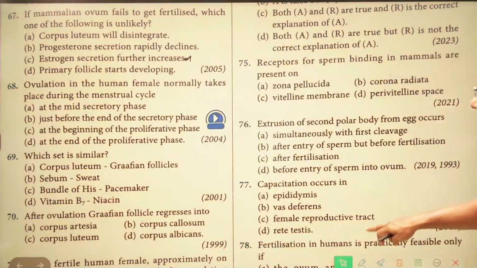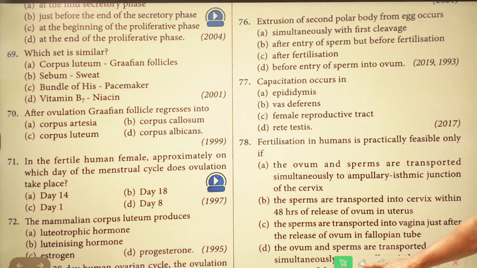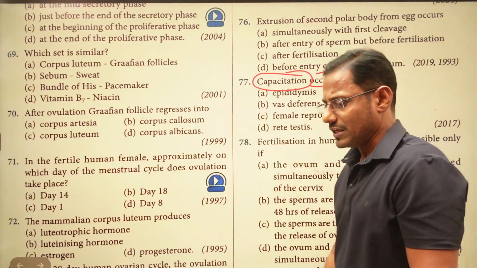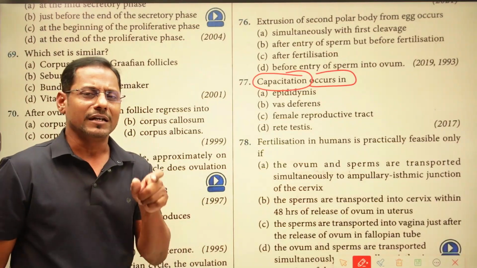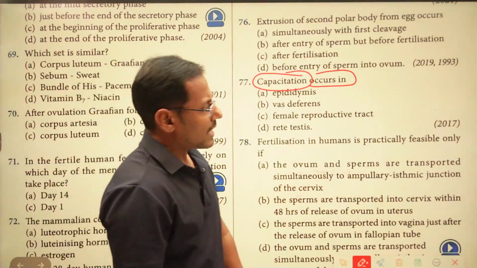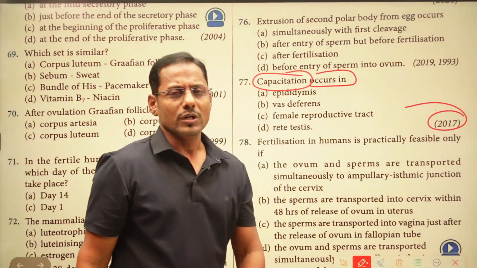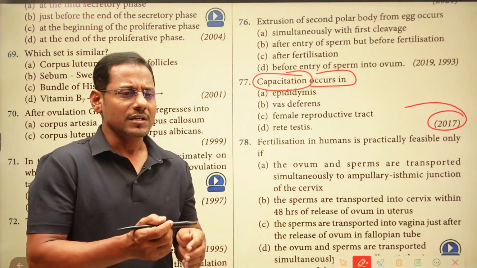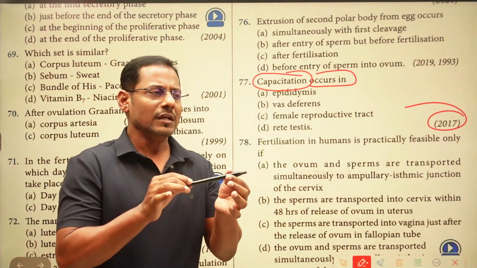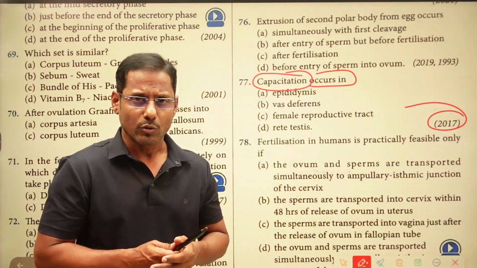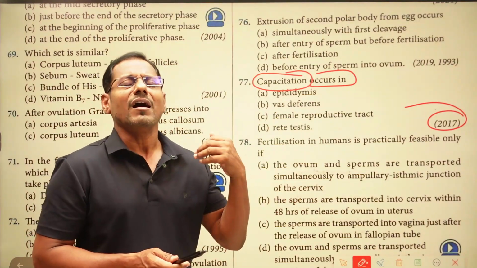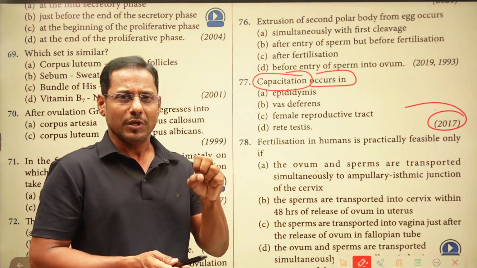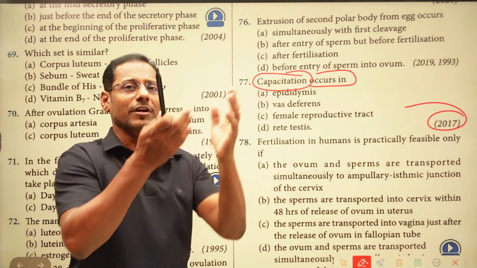And switch on to the next one, that is, capacitation occurs in. What is capacitation? We don't come across this particular term in our textbook because it was asked in 2017, so it is somewhat not given in our textbooks. Capacitation is nothing but activation of the sperm. See, the sperm moves very slowly, like 0.2 mm per minute. If it moves like that, it can't reach the ovum. So it has to be induced, it has to be motivated, it has to be activated.